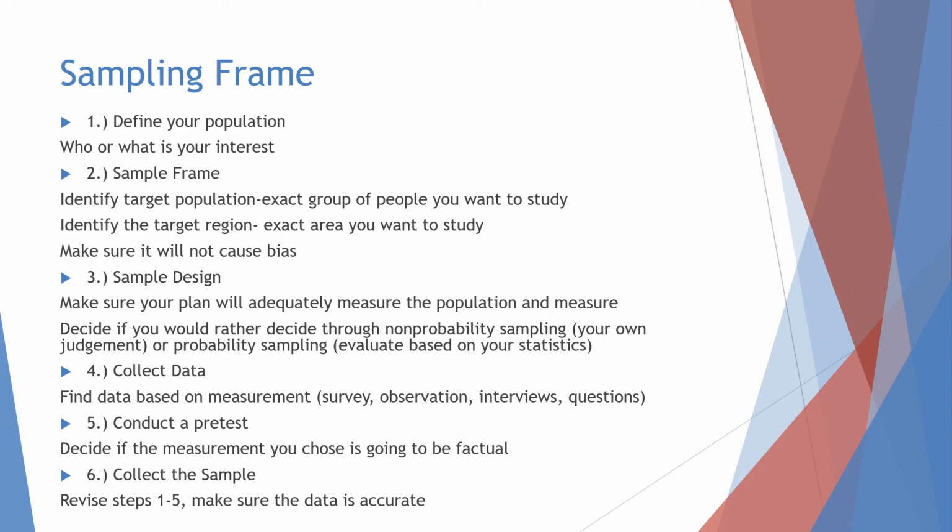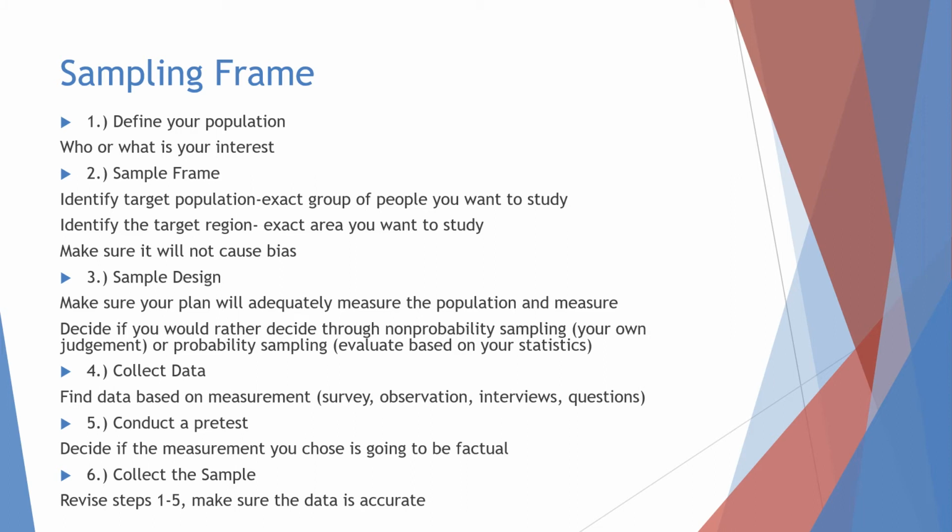Next is sample design. And when you design your sample, you want to make sure your plan will adequately measure the population and measurement. Through this, you decide if you would rather use probability sampling, which is evaluating based on your statistics, or non-probability, which is based on your own judgment. Next, you want to find a way to collect data. So you want to find out how you want to collect it. It can be through surveys, observations, interviews, questions, whatever you think works best for your topic.